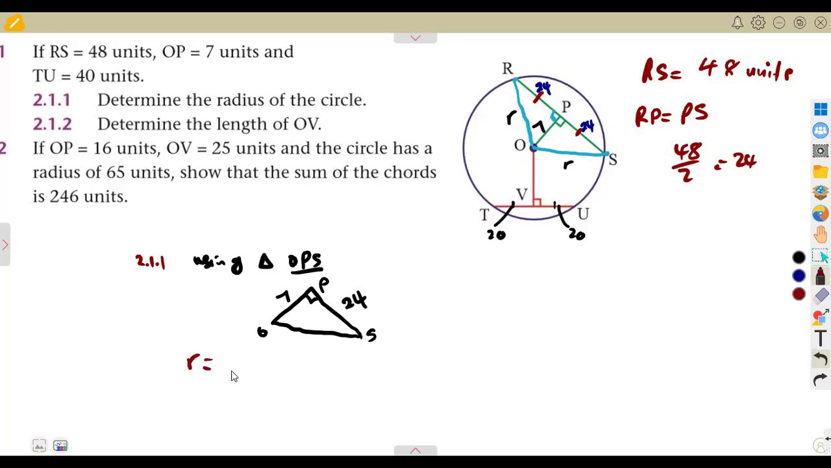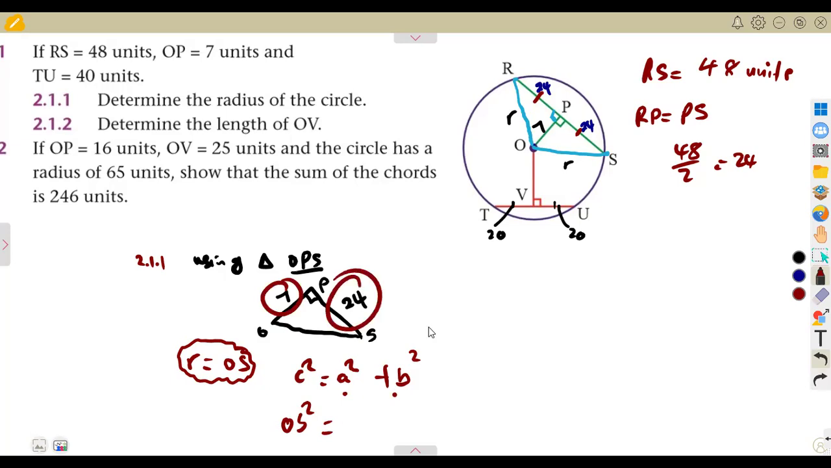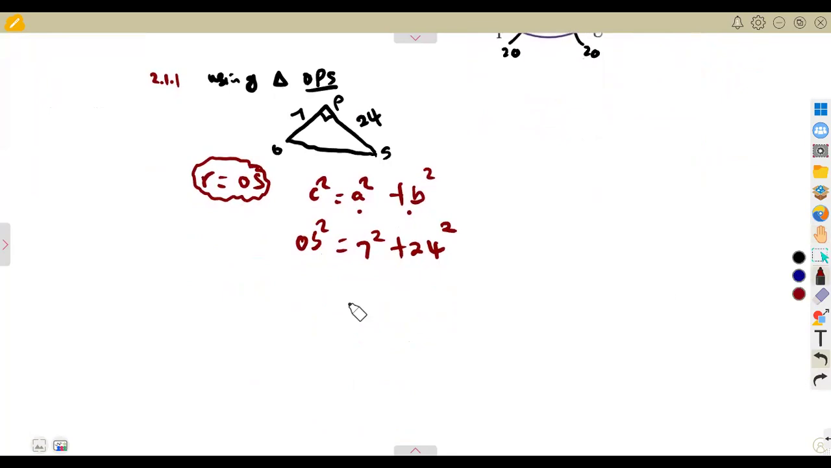So by calculating the radius, we are calculating what? OS. And how are we going to calculate OS? Using the Pythagoras theorem. Why? This is a right angle triangle that we are given. C squared is equal to A squared plus B squared, whereby C is the hypotenuse, OS, the one opposite the 90 degrees, the one that faces the 90-degree angle. A and B are the shorter sides, the remaining sides, the 7 and the 24. So OS squared is equal to 7 squared plus 24 squared.